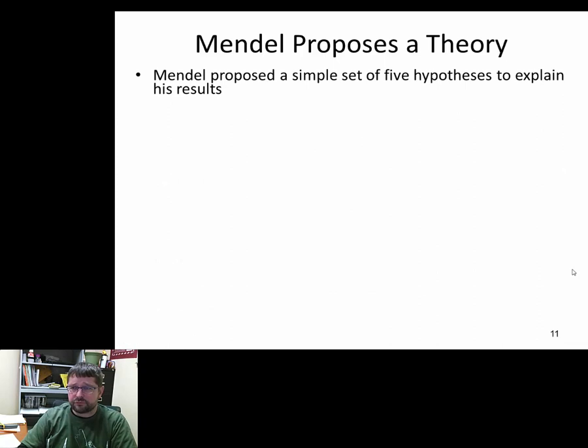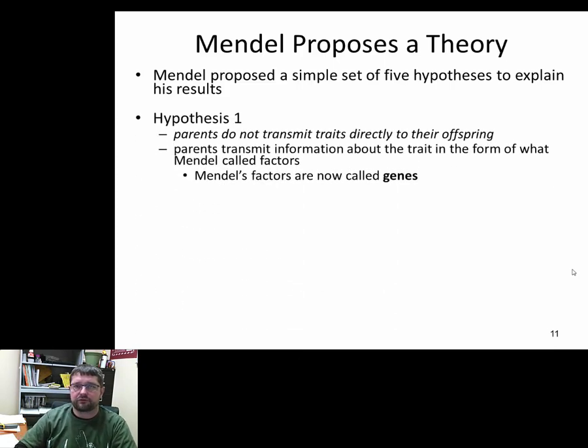Okay. So from this, Mendel proposed 5 general hypotheses to explain these mathematical results in his plant results, his count. The first hypothesis was that parents do not transmit traits directly to their offspring.